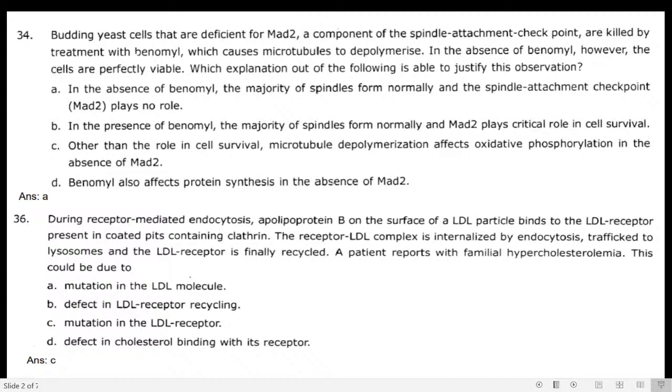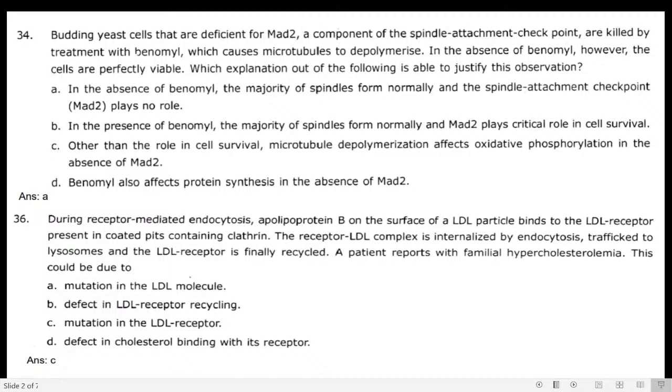The receptor-LDL complex is internalized by endocytosis, trafficked to the lysosome, and the LDL receptor is finally recycled. These are all sequential processes. First, the receptor-LDL complex is internalized by endocytosis and then trafficked to the lysosome, and the LDL receptor is finally recycled. This is the step.